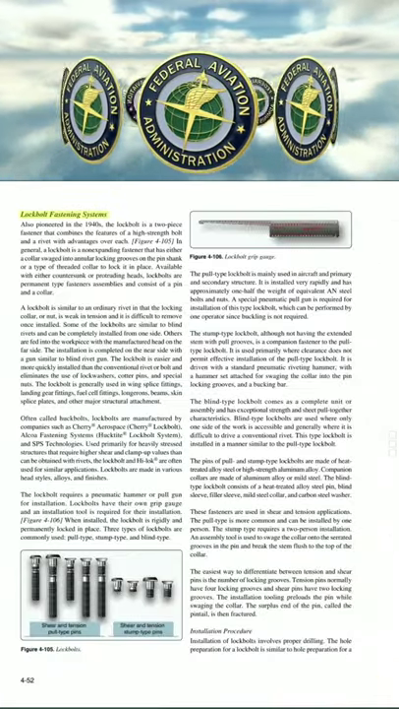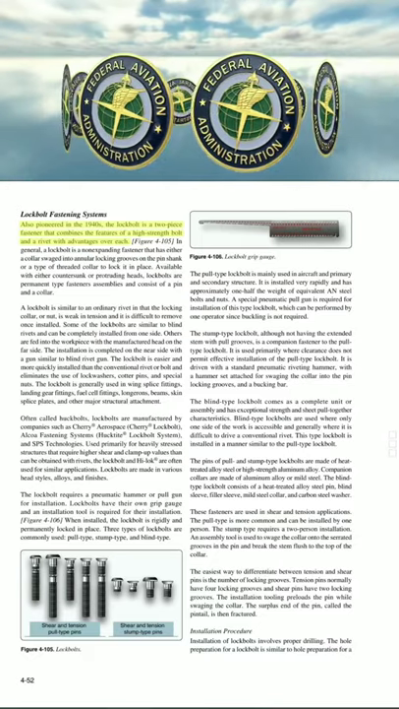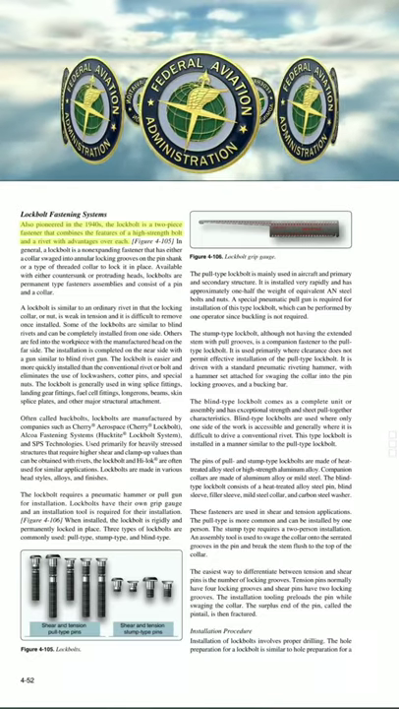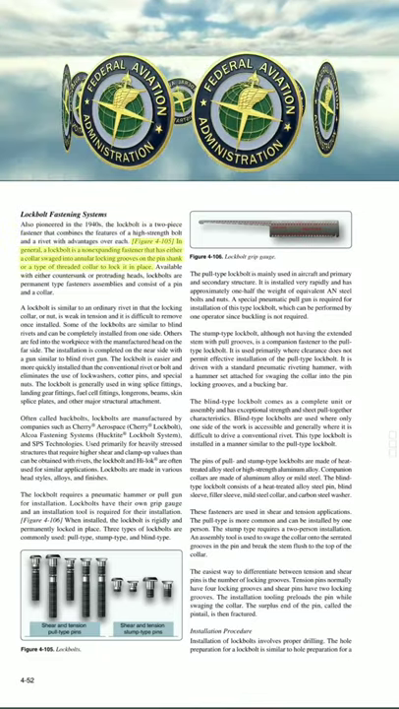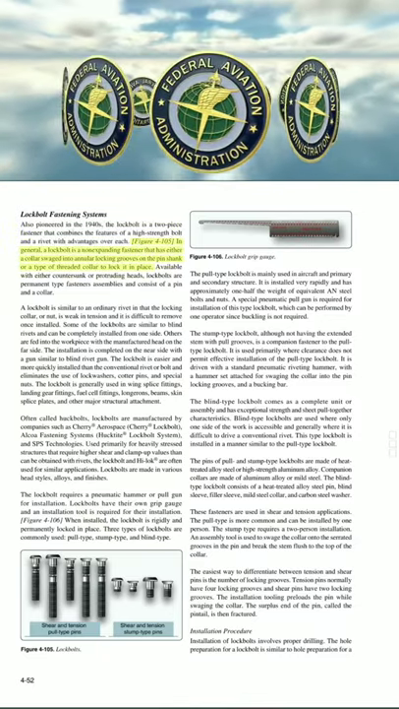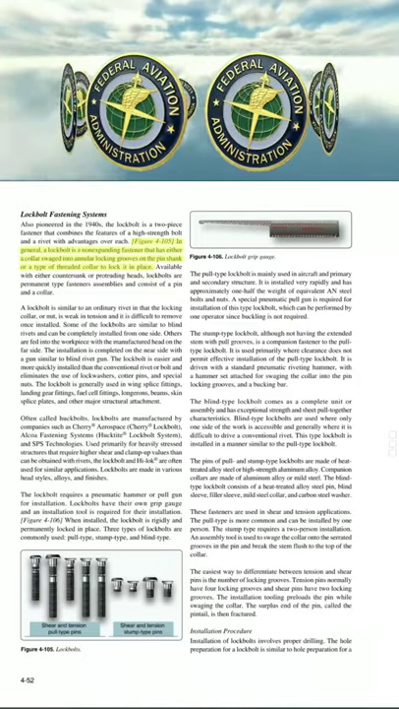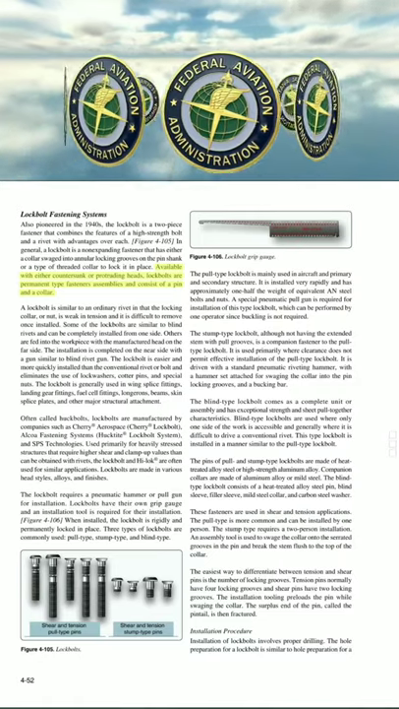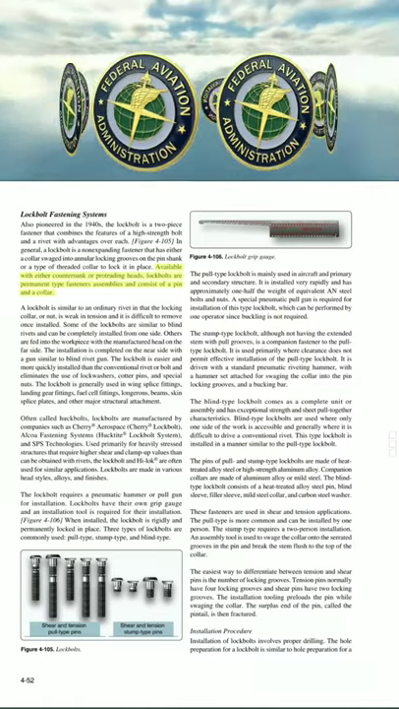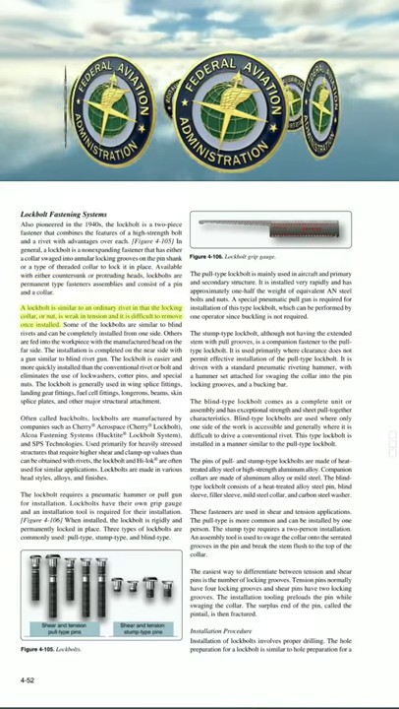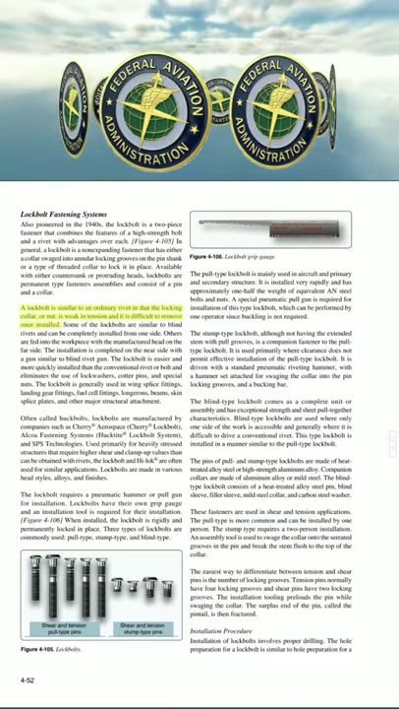4-51. Lock bolt fastening systems. Also pioneered in the 1940s, the lock bolt is a two-piece fastener that combines the features of a high-strength bolt and a rivet with advantages over each. Figure 4-105. In general, a lock bolt is a non-expanding fastener that has either a collar swaged into annular locking grooves on the pin shank or a type of threaded collar to lock it in place. Available with either countersunk or protruding heads, lock bolts are permanent type fastener assemblies and consist of a pin and a collar. A lock bolt is similar to an ordinary rivet, in that the locking collar, or nut, is weak in tension, and it is difficult to remove once installed.